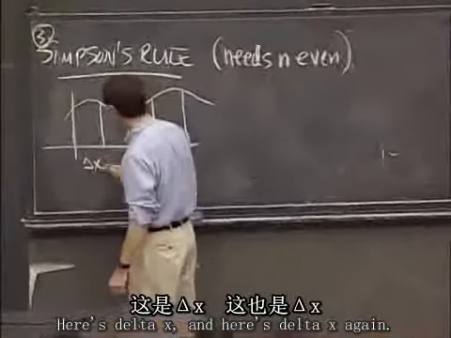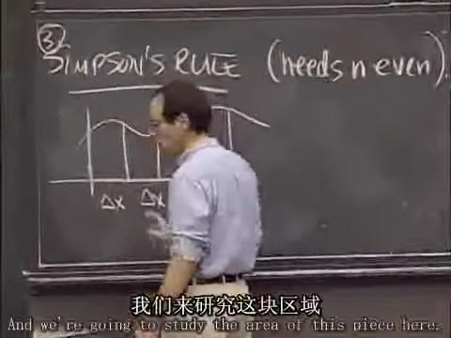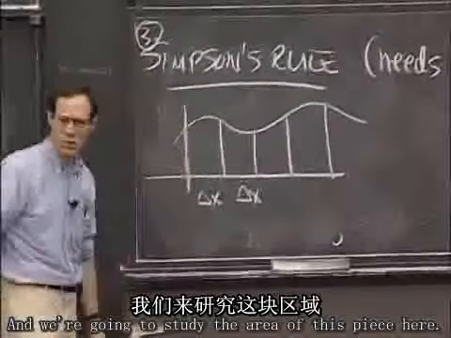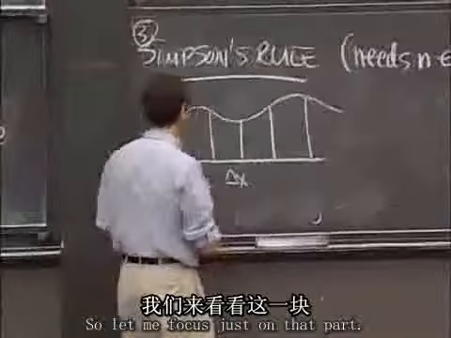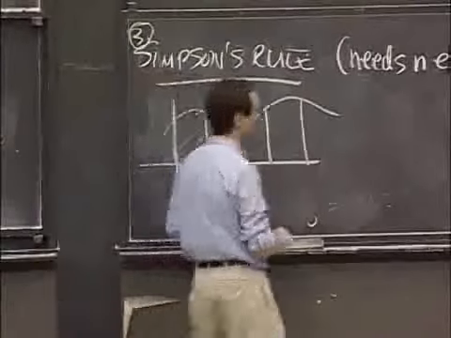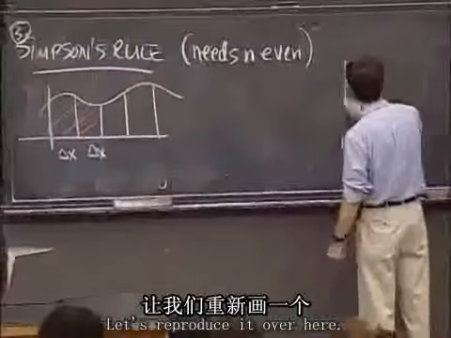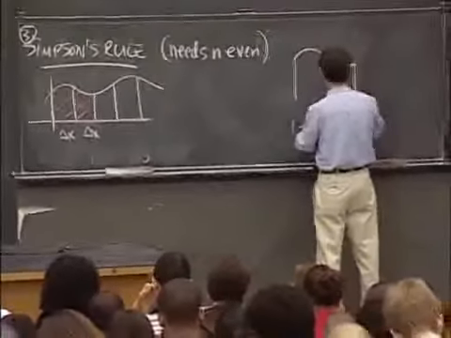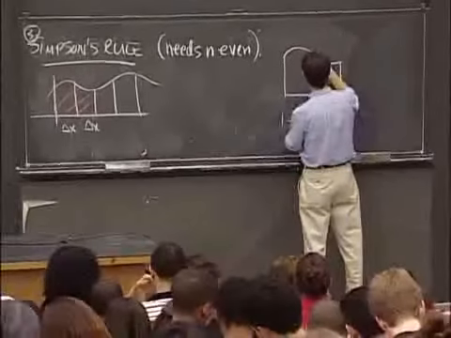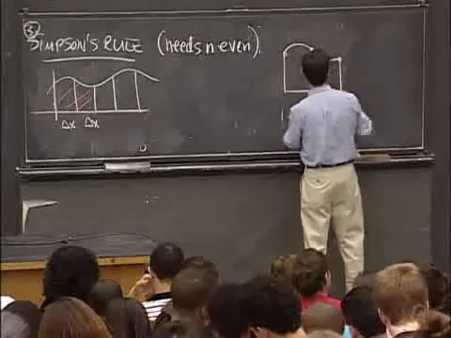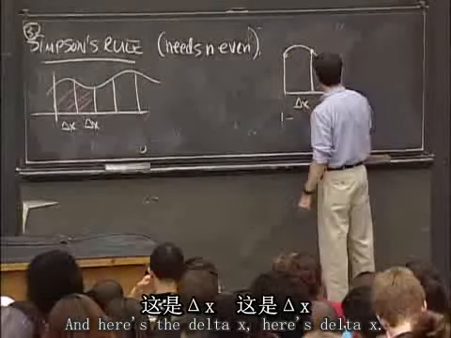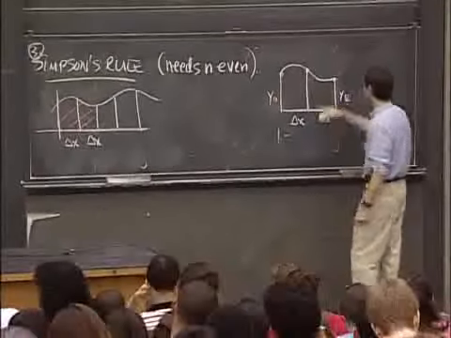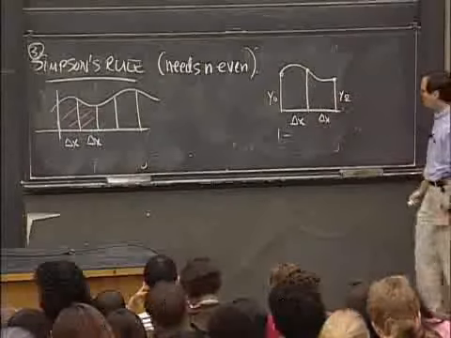Here's delta x, and here's delta x again. And we're going to study the area of this piece here. So let me focus just on that part. Now let's reproduce it over here. And here is delta x. And of course, there are various heights. This starts out at y0. This is y2. And this middle segment is y1.